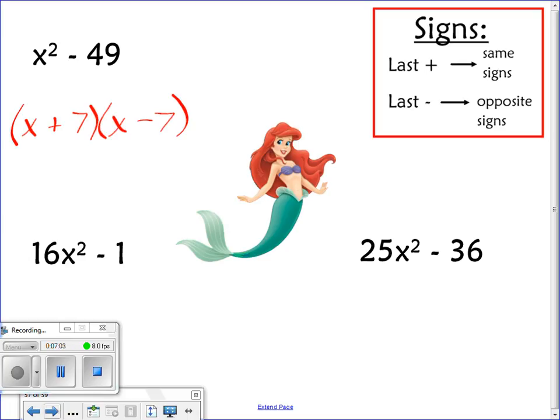How about this one? Oh, be careful. What's a square root of 16? Good. 1 plus, 1 minus, and you're taking the square roots. 25x squared minus 36?